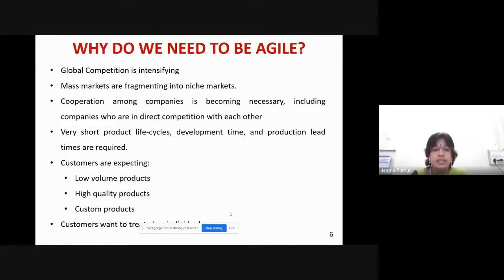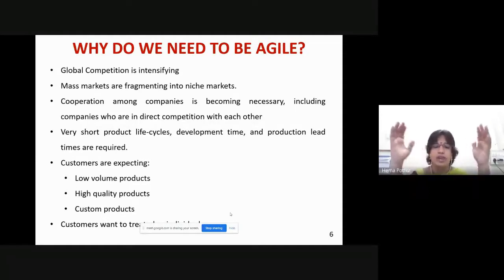And very short product cycle. In the good old days, we used to have a long product life cycle, because global competition was much, much lesser compared to the present trend. Global competition has taken an exponential boom in the present day compared to the good olden cycle.